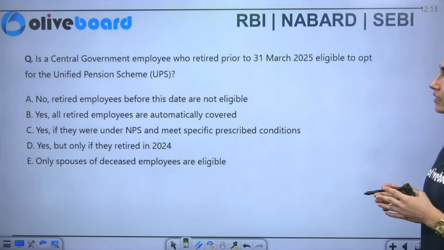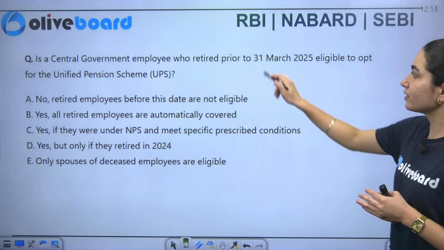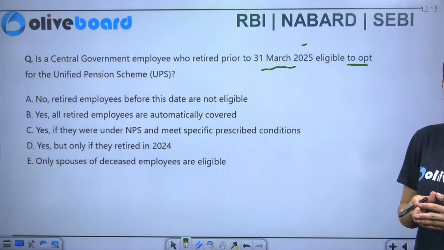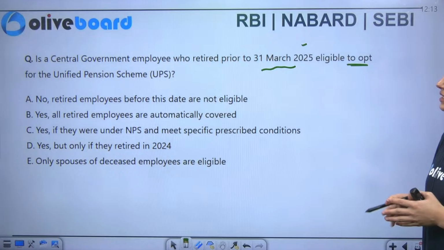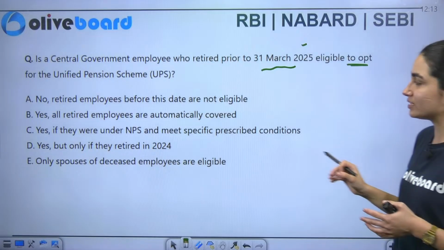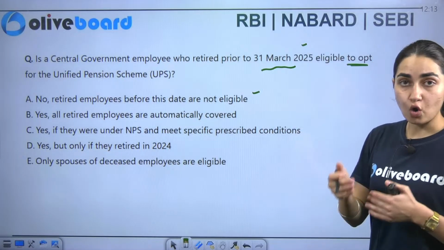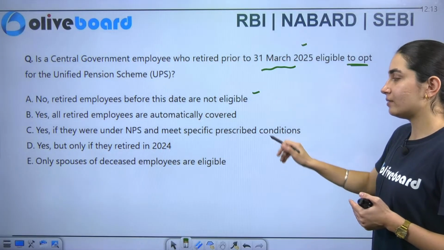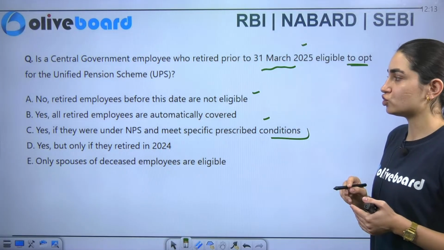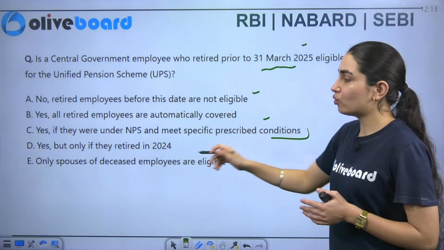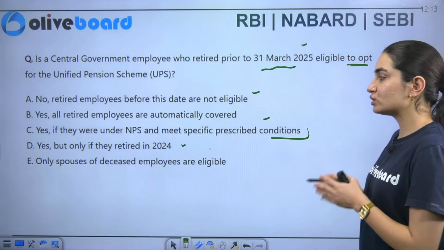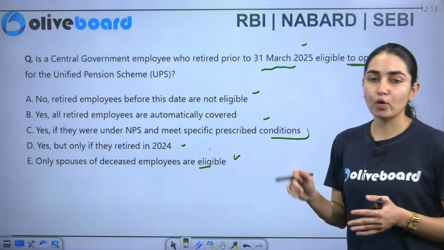Is a central government employee who retired prior to 31st March 2025 eligible to opt for the unified pension scheme? No, retired employees before this date are not eligible. Yes, all retired employees are automatically covered. Yes, if they were under NPS and meet specific prescribed conditions. Yes, but only if they retired in 2024. Or only spouses of deceased employees are eligible.